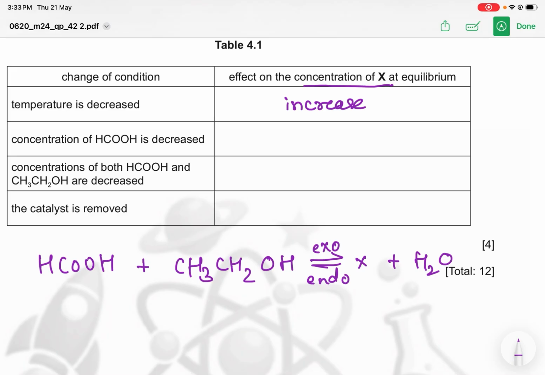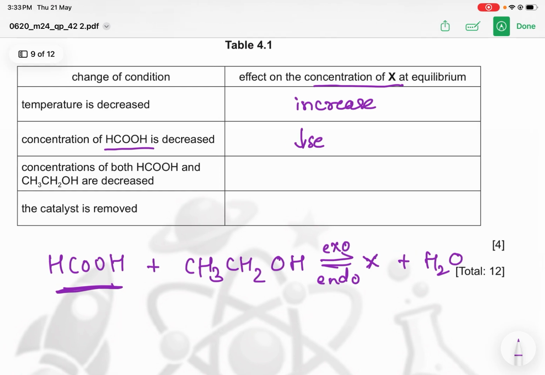Next, the concentration of methanoic acid is decreased. If we decrease the concentration of one of the reactants, ultimately the concentration of the product X will also decrease. Concentrations of both the reactants, methanoic acid and ethanol, are decreased. Definitely if the concentration is decreased, you will get a smaller amount of product formed, hence the concentration of X is also going to decrease here.